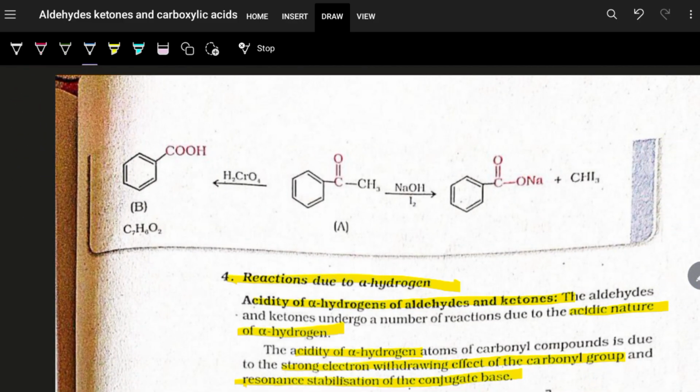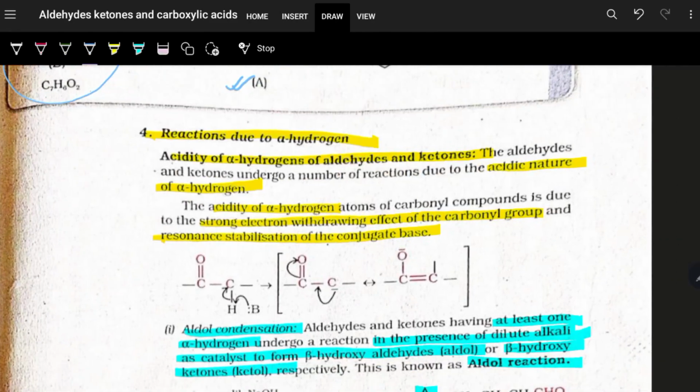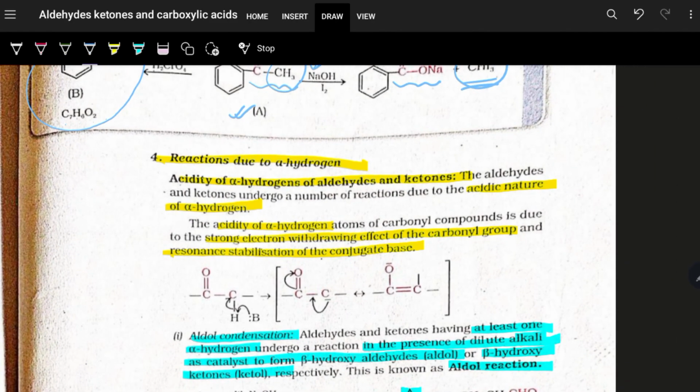Next, it is telling that A undergoes oxidation to give C7H6O2. So it's the acid over here. And this undergoes the iodoform test, so COO minus. You have used NaOH, so COONa. If you use KOH, it will be COOK, and with this CHI3, one carbon atom from this CH3 actually gets removed due to the formation of CHI3. So this is the reaction, and it is very, very important for your board exam.